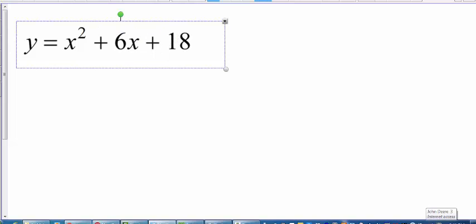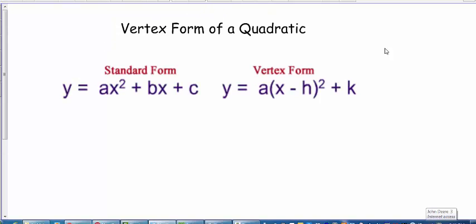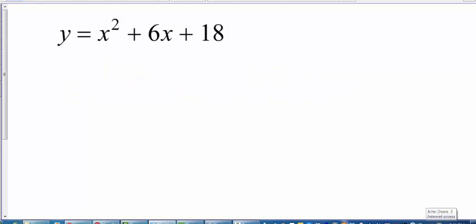Now, what we've got to understand is that this form right here very much looks just like completing the square. We'll get the vertex form by completing the square, changing it from standard form into vertex form. So what we're going to do is exactly that. We're going to complete the square.